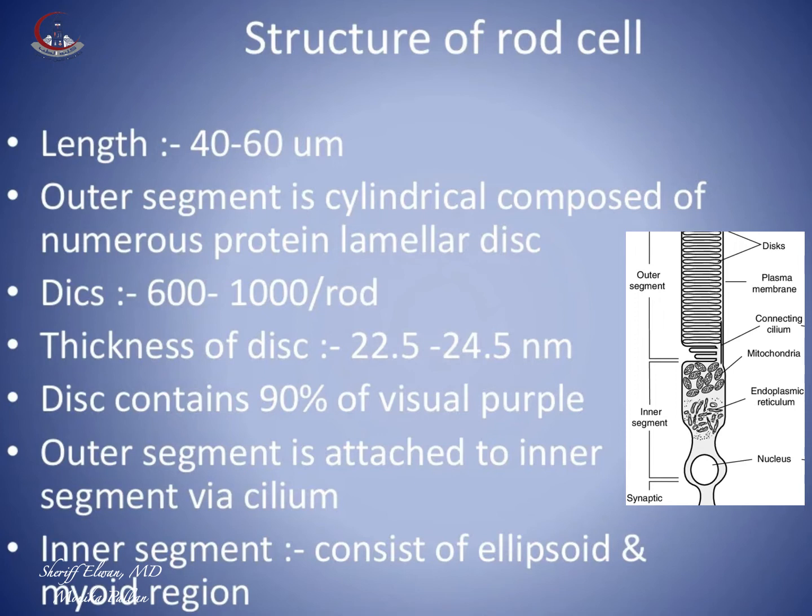And the discs are 600 to 1000 in number in each rod. The thickness of each disc is 22 to 24 micron. A disc contains 90% of the visual purple, and the outer segment is attached to the inner segment via cilia. A single cilium connects each outer segment to each inner segment of every rod. The inner segment consists of morphologically two areas, the ellipsoid and the myoid.